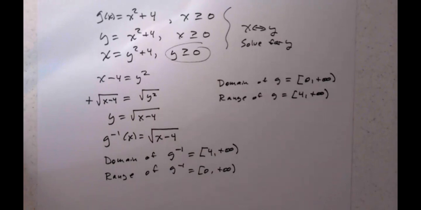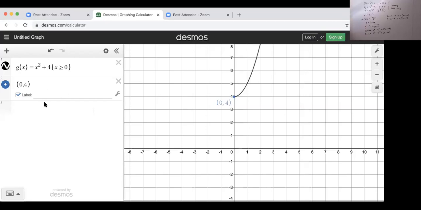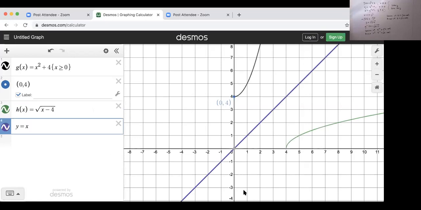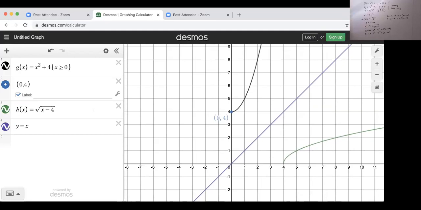So let's look at the graph of that. g inverse is the square root of x minus 4. Remember, there's our g. Our g inverse, which I'm going to just call h, is the square root of x minus 4. Do you believe that it is a mirror image through the line y equals x? I would say so. 4, 0, 0, 4. Right, 8, 2, 2, 8. You can see that.